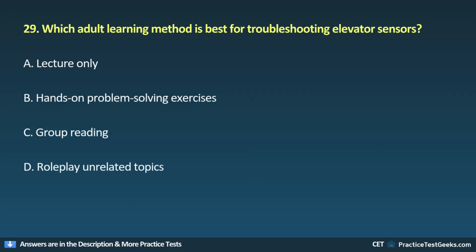29. Which adult learning method is best for troubleshooting elevator sensors? A. Lecture only. B. Hands-on problem-solving exercises. C. Group reading. D. Role-play unrelated topics.